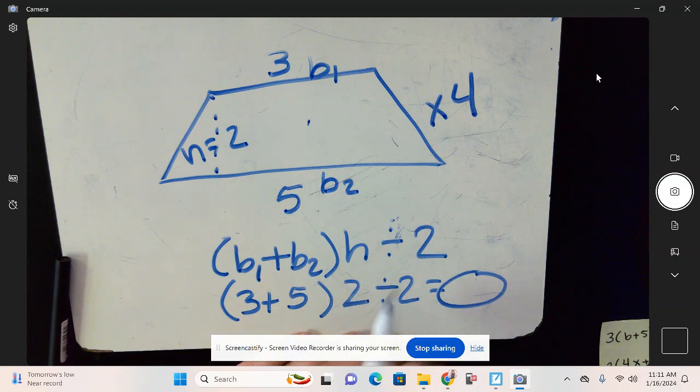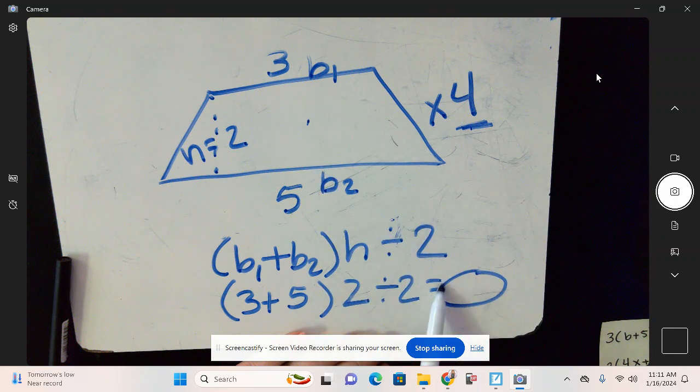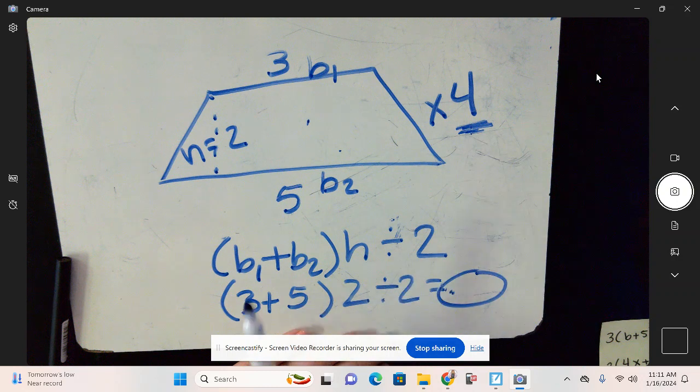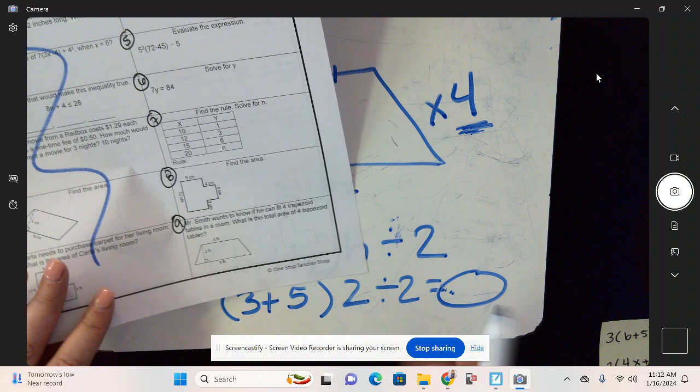I need to know the total for 4. So I'm going to have to take whatever I got down here as the area of 1 trapezoid and multiply it by 4. And that's going to give me my total area for 4 trapezoids. And that's what I need to put on number 9, and make sure I circle my answer for that.